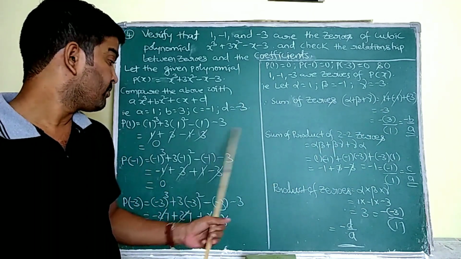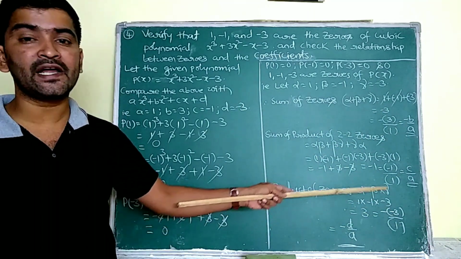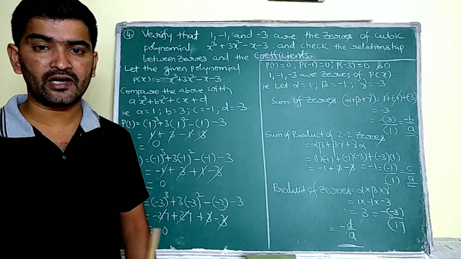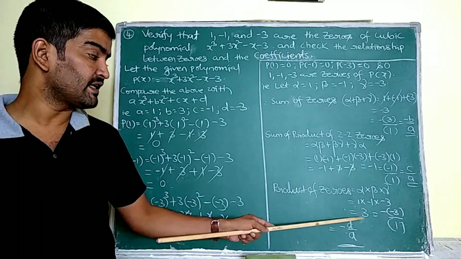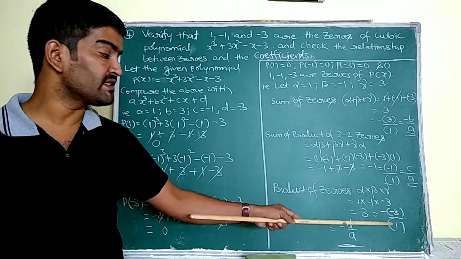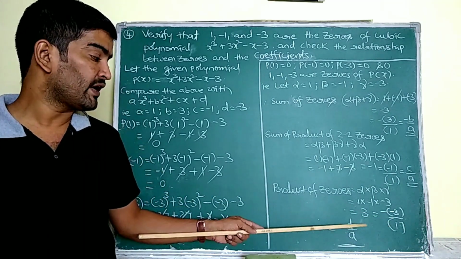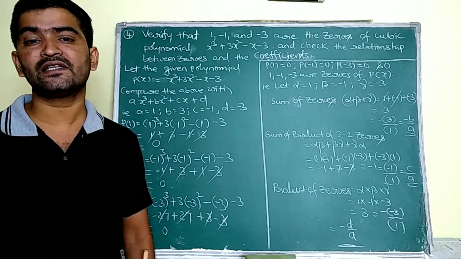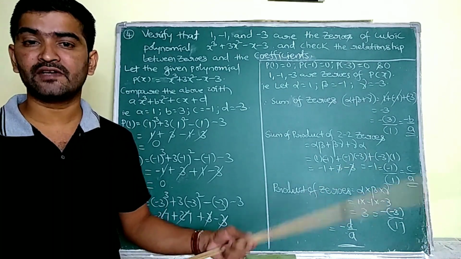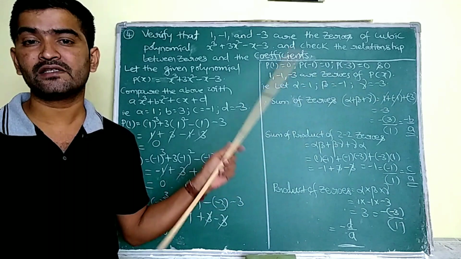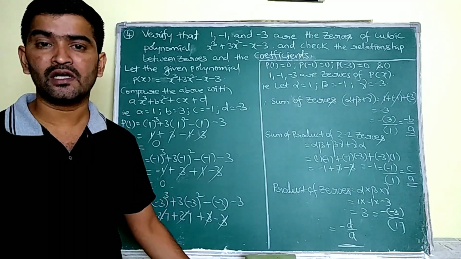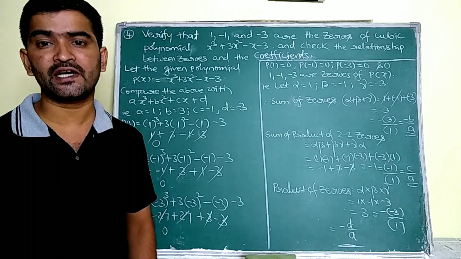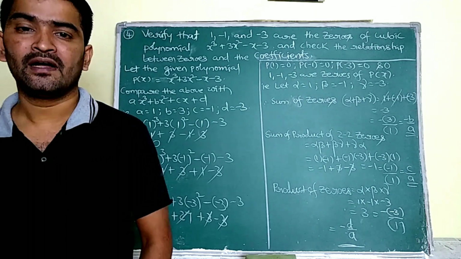Okay. Now the product of zeros, alpha into beta into gamma. So 1 into minus 1 into minus 3. So that is 3. Now minus of minus 3 by 1, so minus d by a, that is 3. So the product of zeros is also verified. In this manner we are going to solve the cubic polynomial. It's very important. I hope you understand everyone. We will meet in the next video.